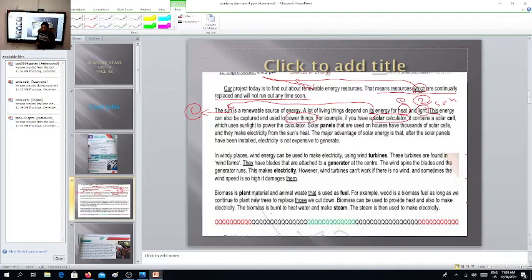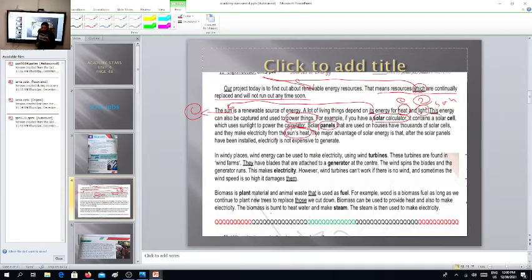A calculator that works or depends on the sun, which uses sunlight to power the calculator. Solar panels, such as solar heaters in Arabic, that are used on houses have thousands of solar cells and they make electricity from the sun's heat. So they depend on electricity to generate heat from the sun.